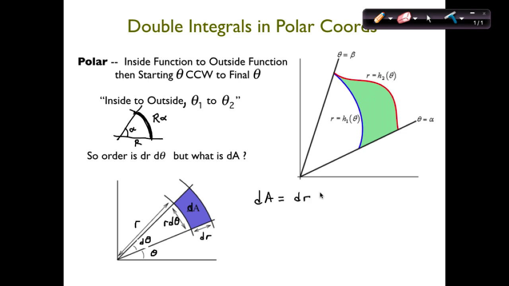dr times r d theta, not just dr d theta, because d theta is not a length. d theta is a change in angle measure, or openness. It's not a length. To get length, you need to multiply by the radius, and then that gives you the length. So now that little rectangular area is dr times r d theta.